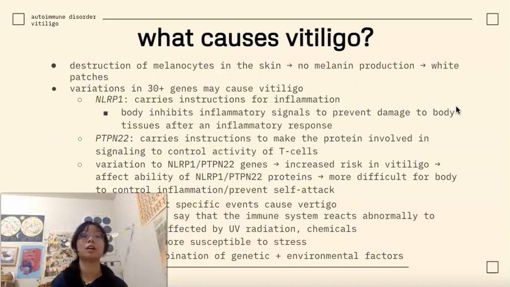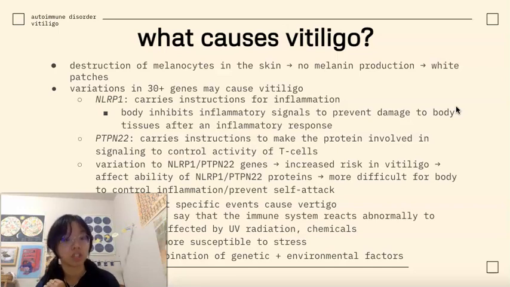So what causes vitiligo? Generally, vitiligo is caused by the destruction of melanocytes in the skin, and the destruction of these cells will stop or prevent melanin production, which is what causes the white patches in your skin, since melanin is responsible for pigmentation of skin. There are 30 plus genes in your body where variation of these genes can cause vitiligo.